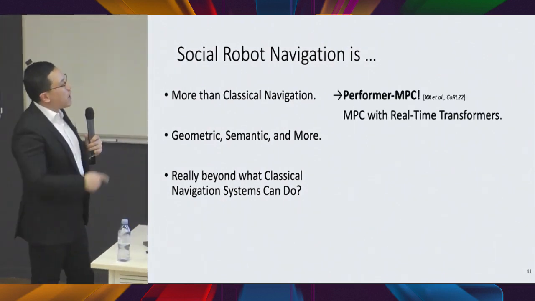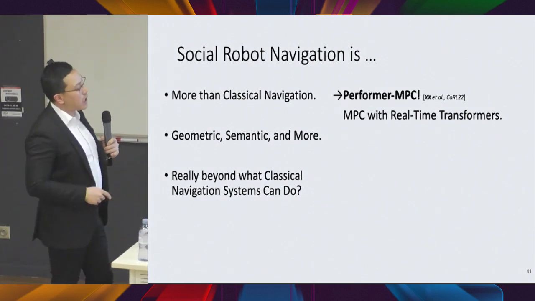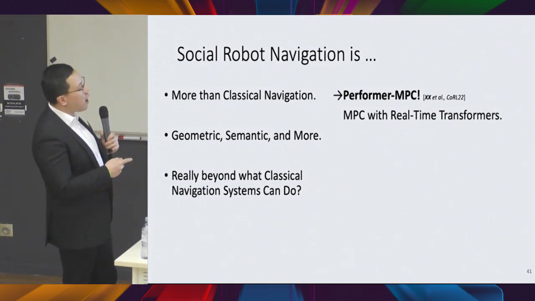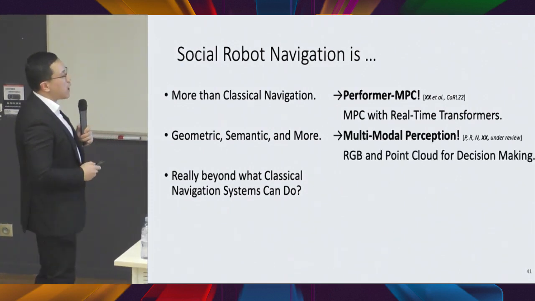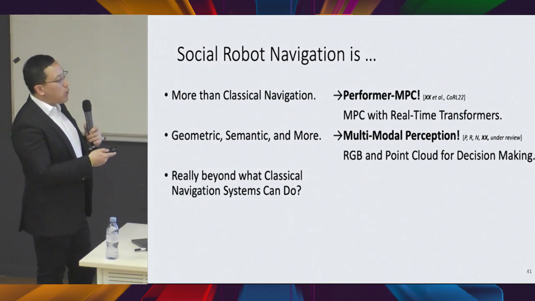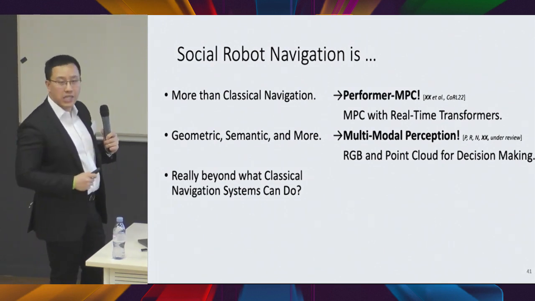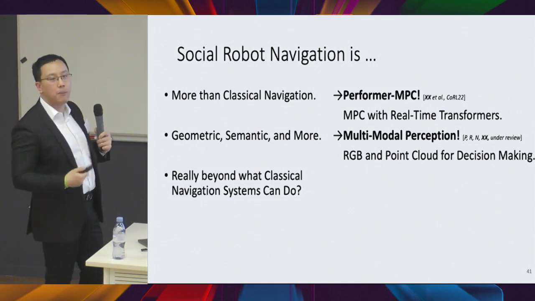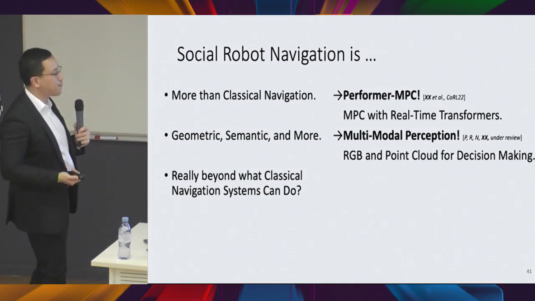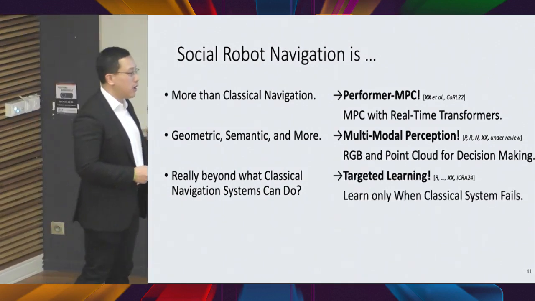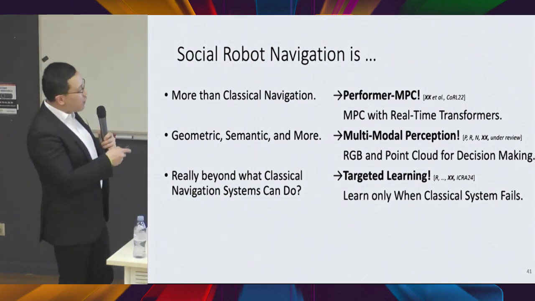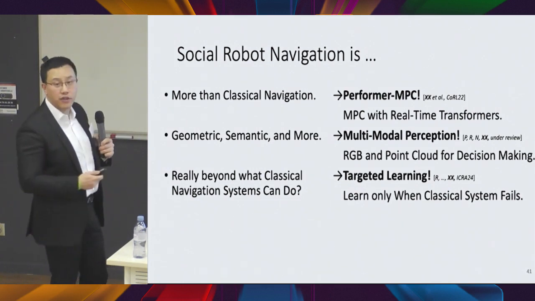For the first assertion, we introduced a work called Performer MPC. That's a work with Google Robotics and Everyday Robots. It is MPC with real-time transformers to go beyond just classical navigation. The second work thinks social navigation is not only geometric, but semantic and more. We want to look into how encoding multi-modal perception can help with social compliance. We ran a big study to look at if RGB and point cloud can help with decision-making during social navigation. And the third is something called targeted learning. We want to learn only when the classical system fails. I will also show you some stats about whether social navigation is really beyond what classical navigation can do.